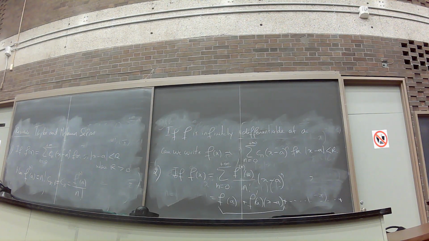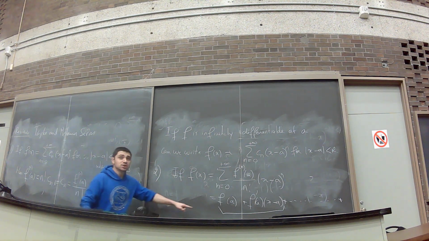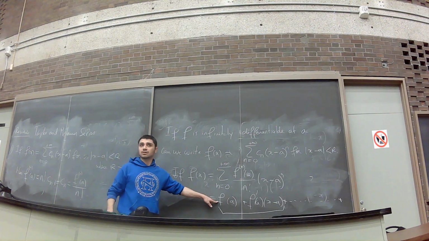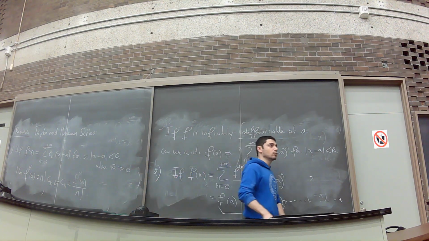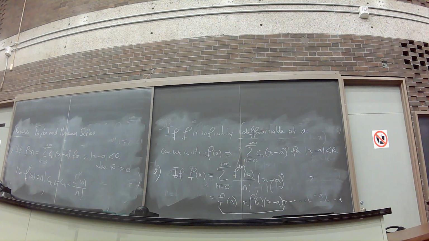Does this remind you of something? What does this remind you of? Calculus 1. Linearization. The linearization, right? This is the tangent line approximation. Do you remember this or not? You remember? This is the tangent line approximation. What do you use the tangent line approximation for? What did you use it for in differential calculus?